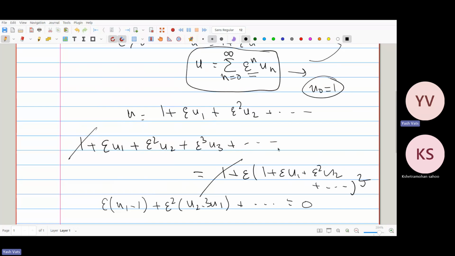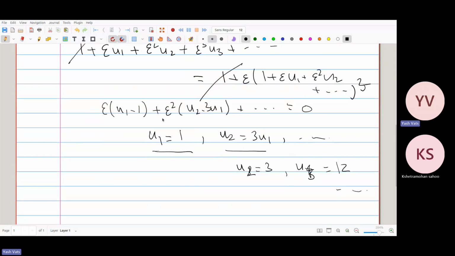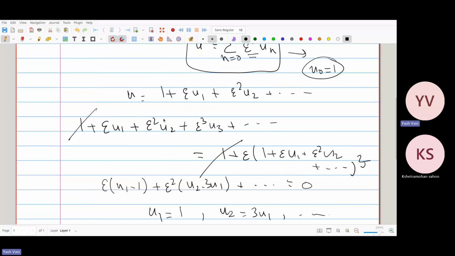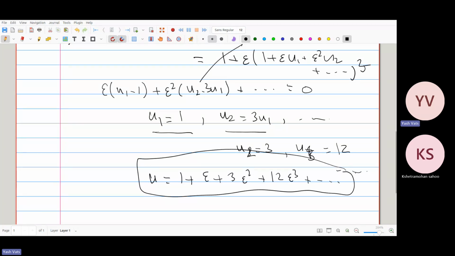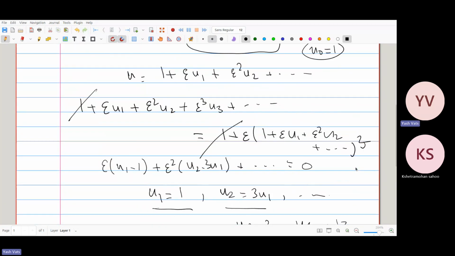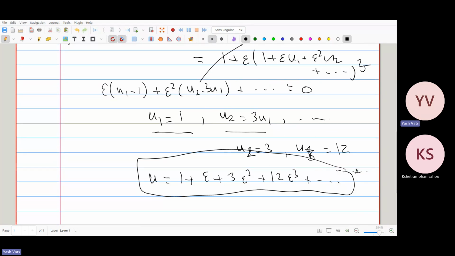So u is just expanding. You can express u as the sum of these functions and find the values of u1, u2, and so on. So what is the final u? u is just 1 plus epsilon plus 3 epsilon square plus 12 epsilon cube, and so on. So that is your final u. Okay, is it easier to understand? I think so.